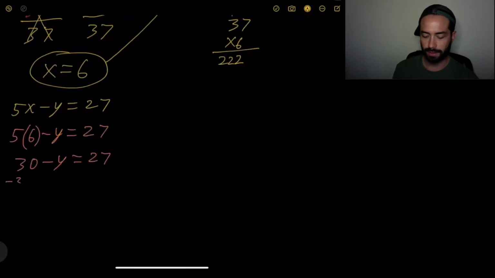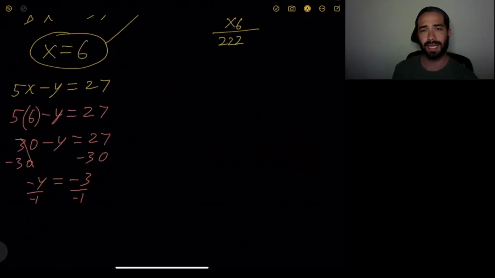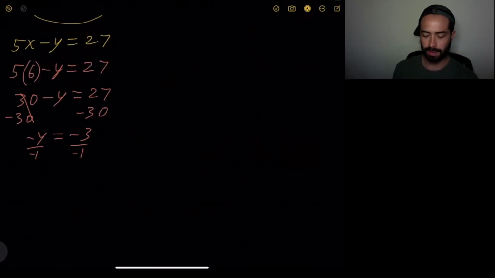We subtract 30 on both sides. Cancels out. We have negative y equals negative 3. So now I'm going to divide by negative 1 on both sides, because negative y actually means negative 1y. And you will get y equals 3.